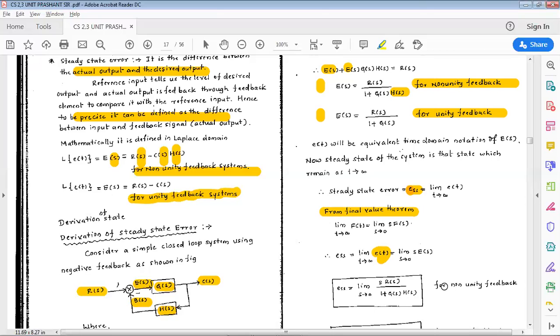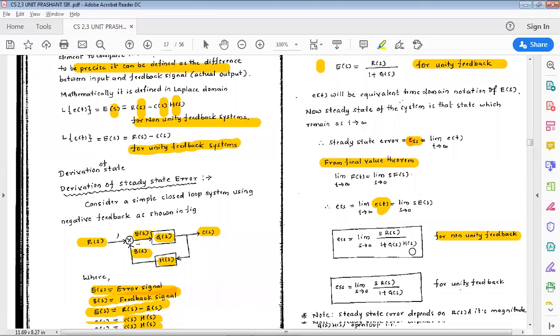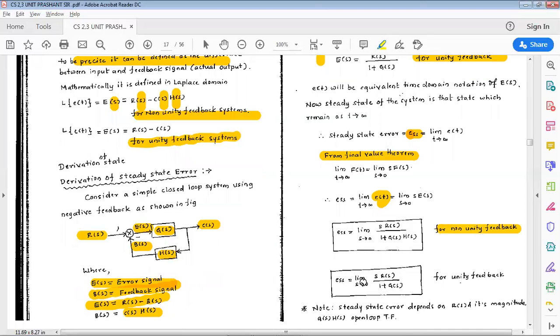This equation holds good for a non-unity feedback system. If you have a unity feedback system, we can write H(s) as 1. So here the steady state error E_SS is equal to limit s tends to 0 of s R(s) divided by 1 plus G(s) for a unity feedback system. Note here, steady state error depends on R(s) and its magnitude, and G(s)H(s), the open loop transfer function. So this is how the steady state error has been derived.